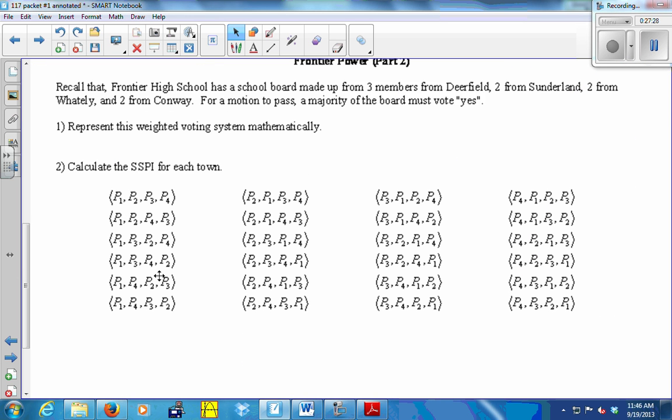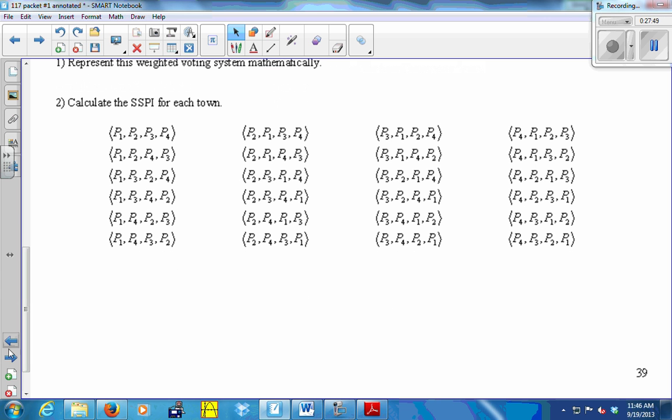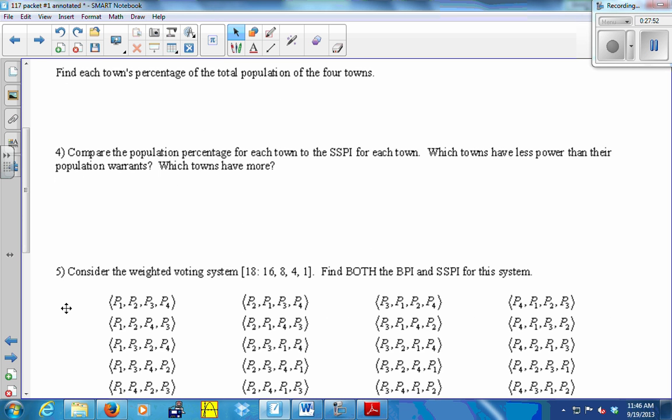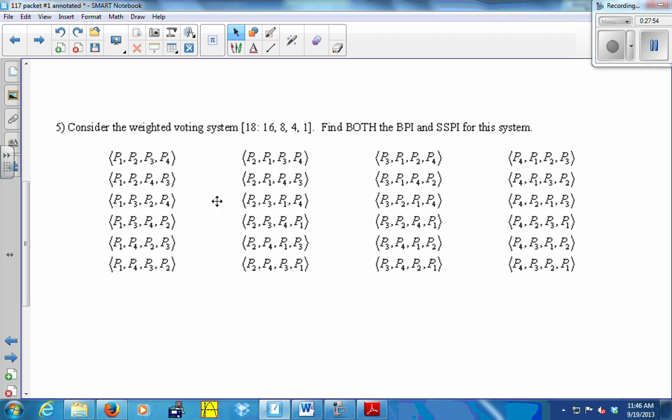Okay, so remember the Frontier High School problem we were working on last class? We were calculating the Banzhaf power index for the 3 towns. So today, as part of your class activity, I want you to calculate the Shapley-Shubik power index for the 4 towns. And I wrote out all the sequential coalitions for you. And in addition to that, there's another problem where I want you to calculate both the BPI and the SSPI, so you can practice both of them.